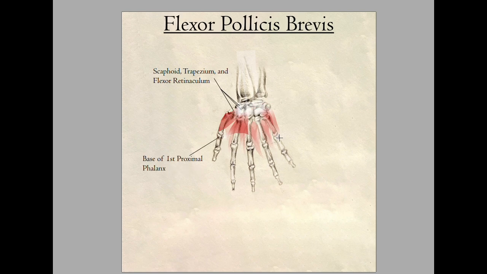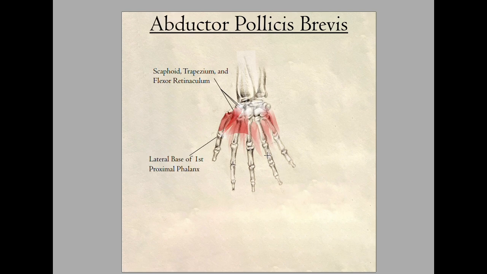Next, we have the flexor pollicis brevis, also attaching to the scaphoid, trapezium, and flexor retinaculum, and then from there it's going to run up to do similar to exactly what we saw the flexor digiti minimi do on the other side. It's going to attach to the base of the first proximal phalanx, okay, and that is what's going to give it the ability to now produce flexion at that first metacarpophalangeal joint, okay, and that's the flexor pollicis brevis. Likewise, next one, the last one and the best one, is going to be the abductor pollicis brevis.